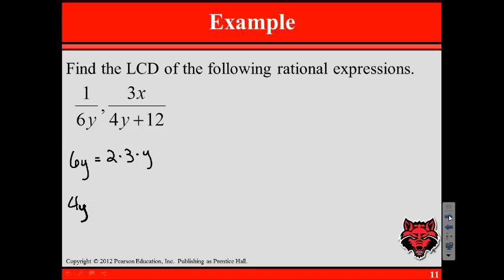4y plus 12, first of all, has a greatest common factor of 4, so we write 4 times y plus 3, and we know that we can rewrite 4 as 2 times 2, so 2 times 2 times y plus 3. So when we look at our unique factors that show up in each prime factorization, we have 2's, we have 3's, we have a factor of y, we also have a y plus 3. And we need that to show up the greatest number of times from each list.